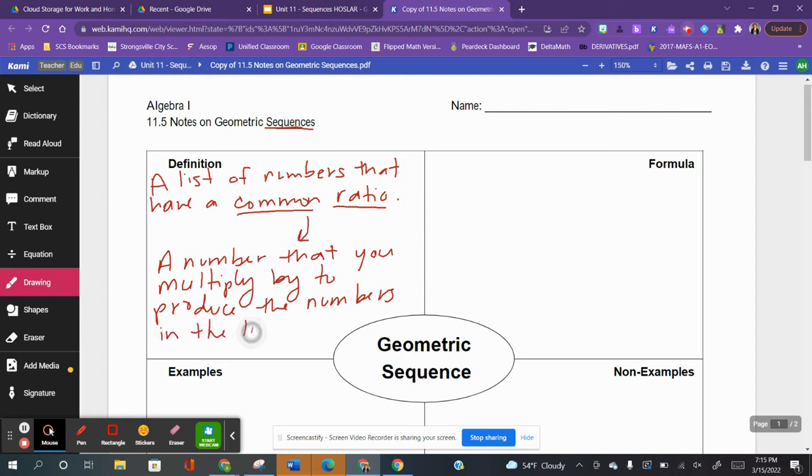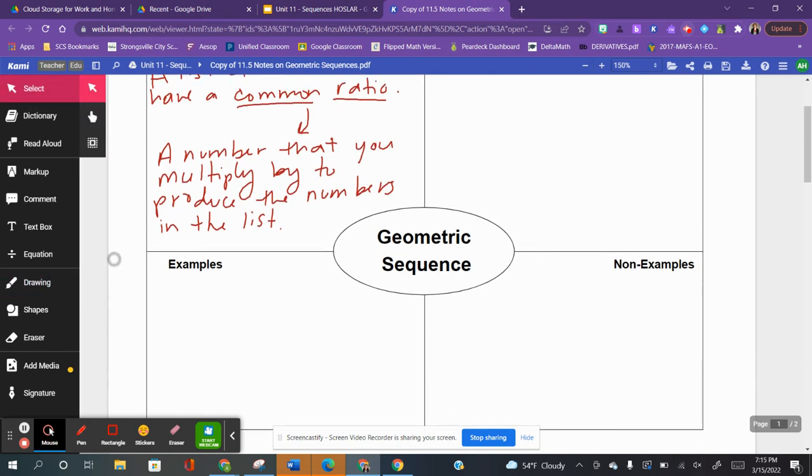So that's why this is like exponential functions. With exponential functions, we multiplied by some number, either doubling it, so we multiplied by 2, or tripling, so we multiplied by 3, in order to create values in the table. The same thing can be said for geometric sequences. And so let's do some examples and some non-examples.